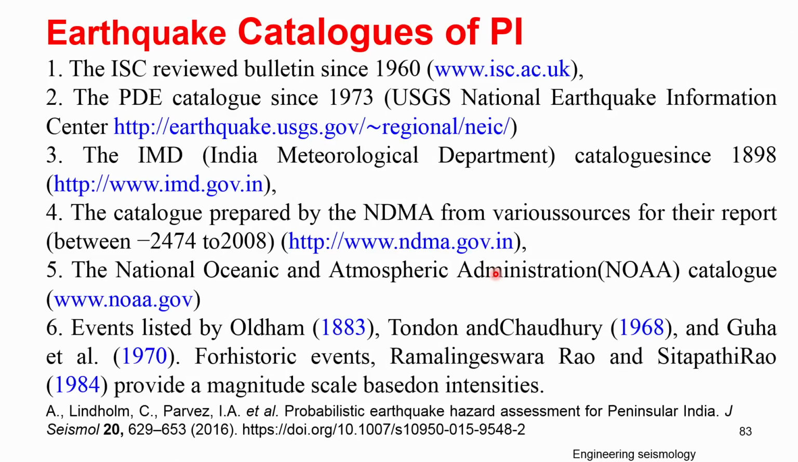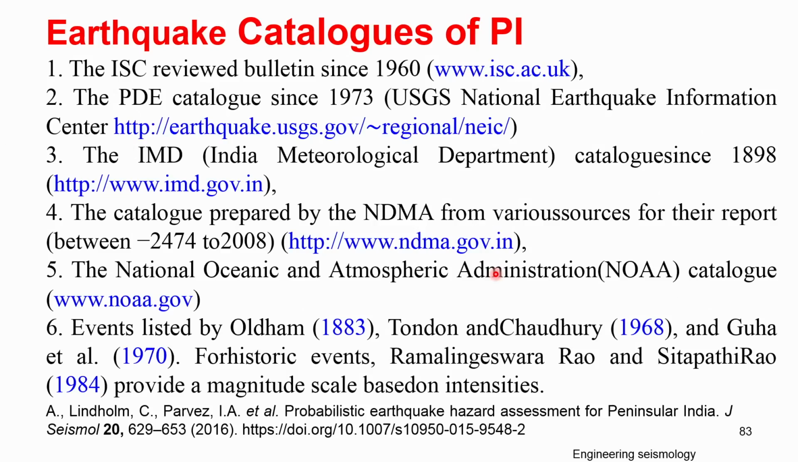These people used catalogs for compiling this: the ISC reviewed bulletin since 1960, the PDE catalog from 1973 by the USGS National Earthquake Information Center, the IMD Indian Meteorological Department catalog from 1898, and a catalog prepared by the NDMA from various resources and reports, from 1474 to 2008. They also used the NOAA catalog, National Oceanic and Atmospheric Administration, and the events listed by Oldham, Tandon and Chaudhury, Chandra, Ramalingeswara Rao, and Seeber and Armbruster. All those people's data were considered by these authors to prepare the seismicity map.